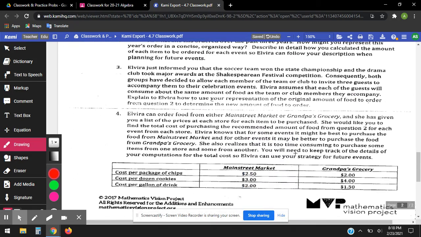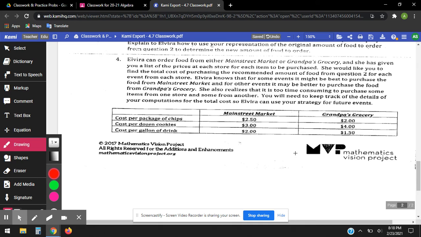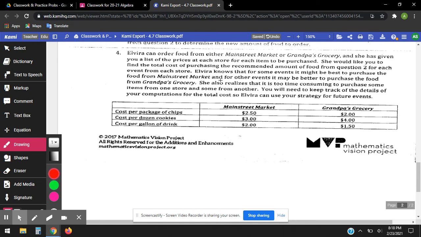Elvira can order food from either Main Street Market or Grandpa's Grocery, and she has given you a list of the prices at each store. So here's what things cost.